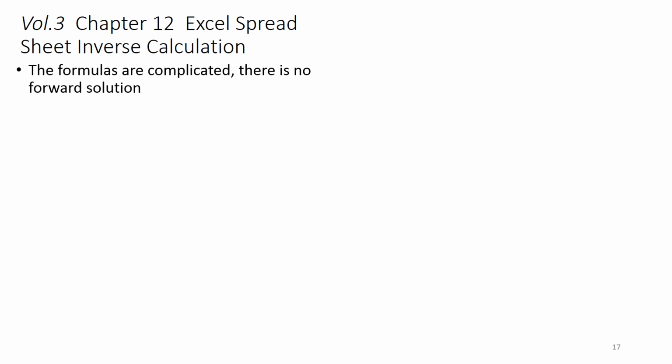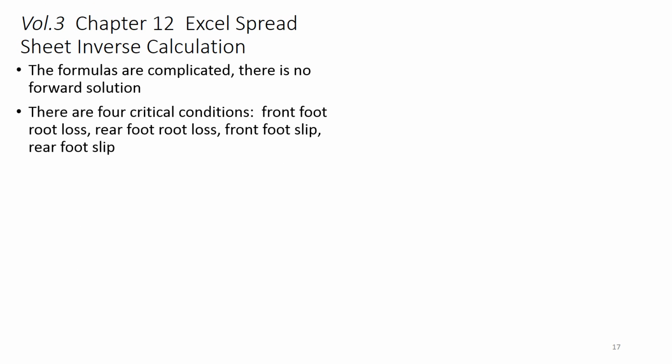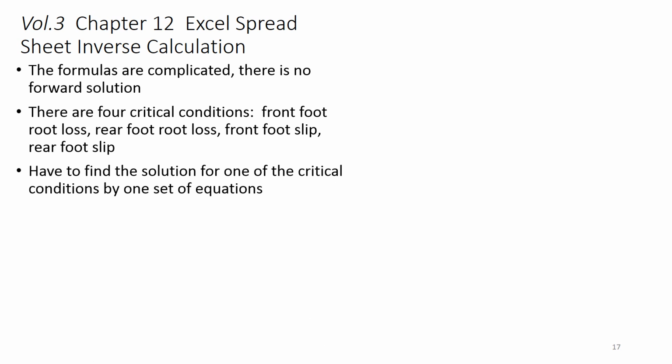Chapter 12. Excel spreadsheet inverse calculation. The formulas are complicated. There is no forward solution. There are 4 critical conditions: front foot, root loss; rear foot, root loss; front foot, slip; rear foot, slip. Have to find the solutions for one of the critical conditions by one set of equations. Excel spreadsheet inverse calculation is an effective way.